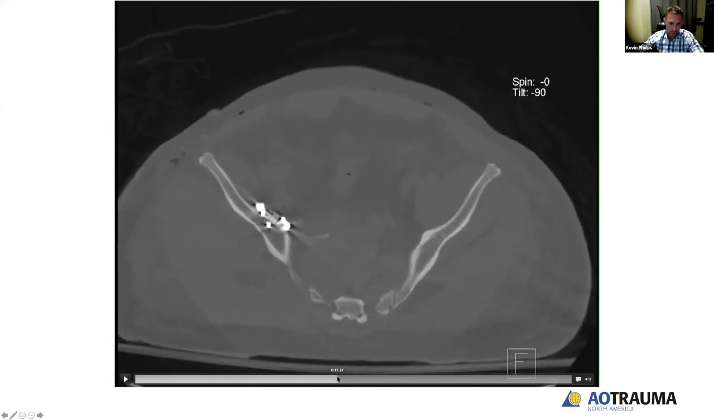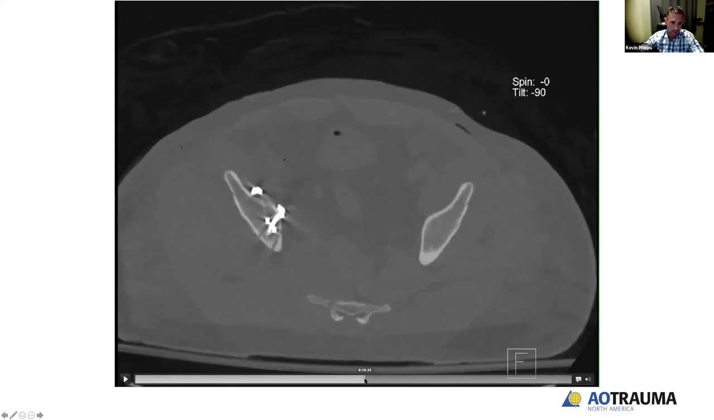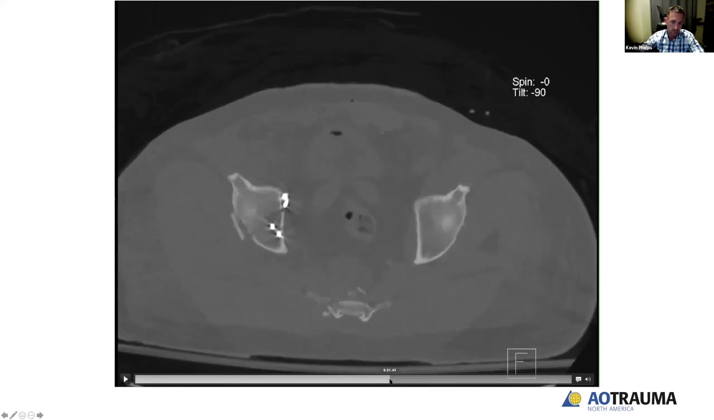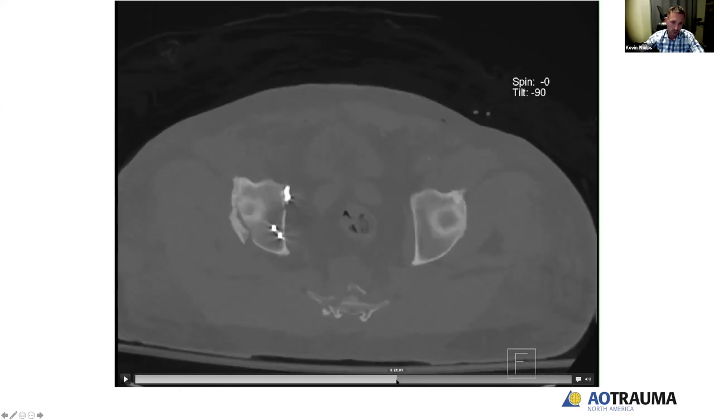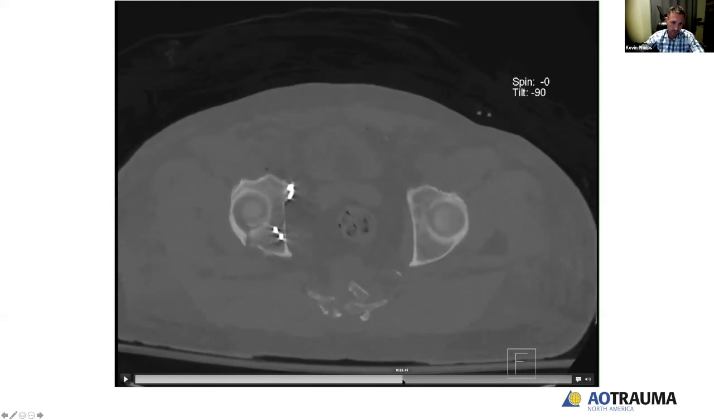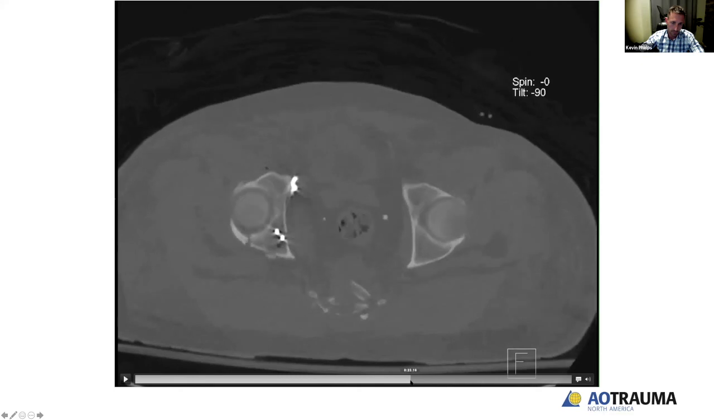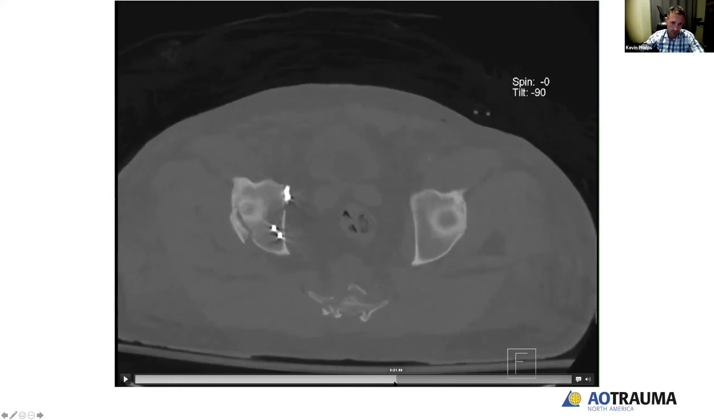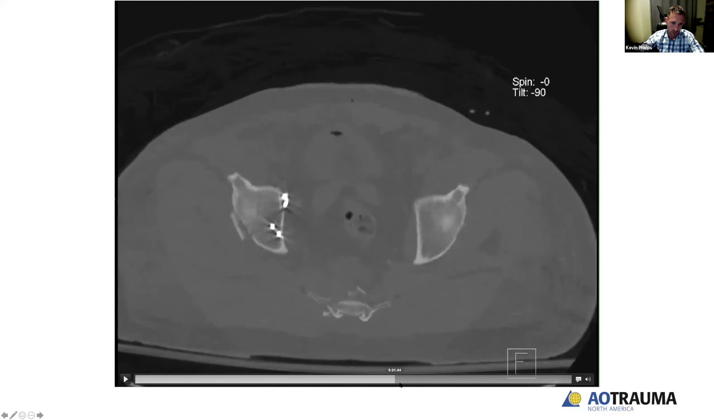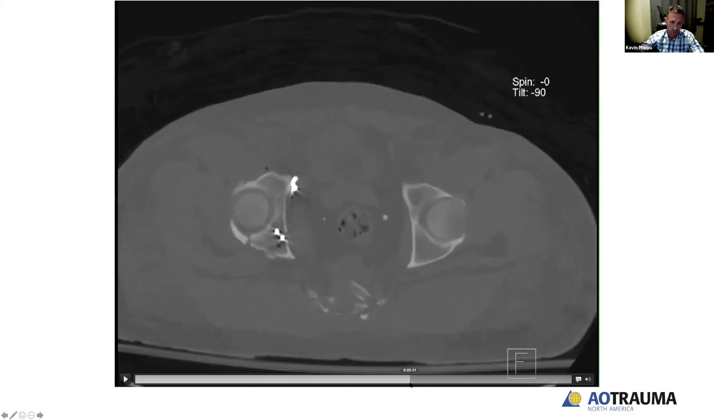And then we go further caudal down to the acetabulum. And you can see that posterior wall that's residually displaced with a little bit of gap there peripherally. And the anterior and posterior column components seem to be closed down nicely and sealed well, other than displacement of that residual posterior wall.